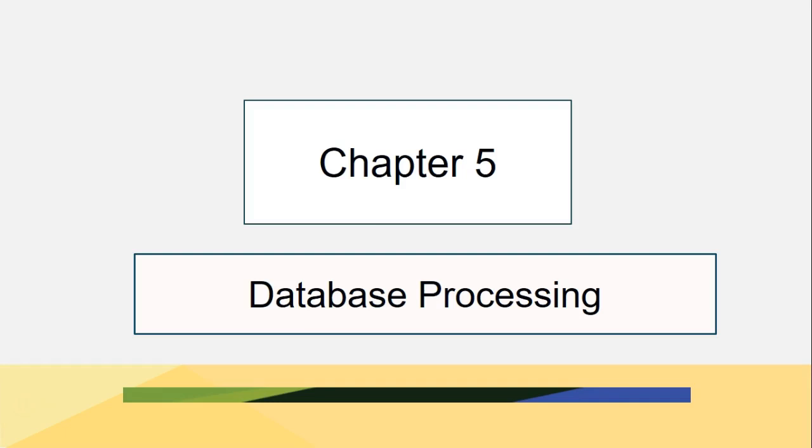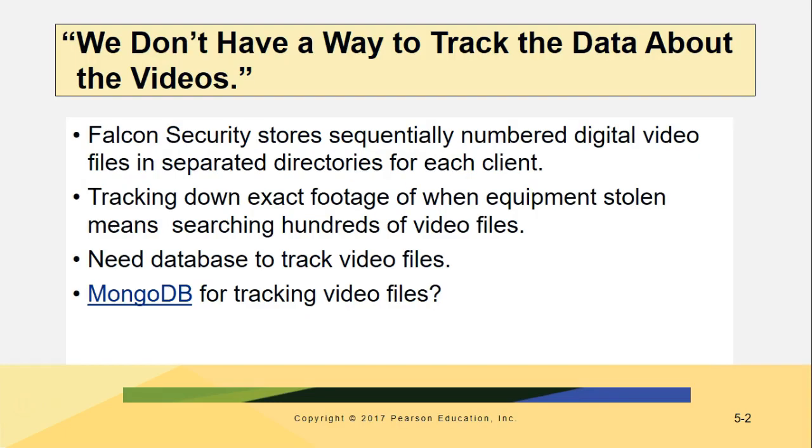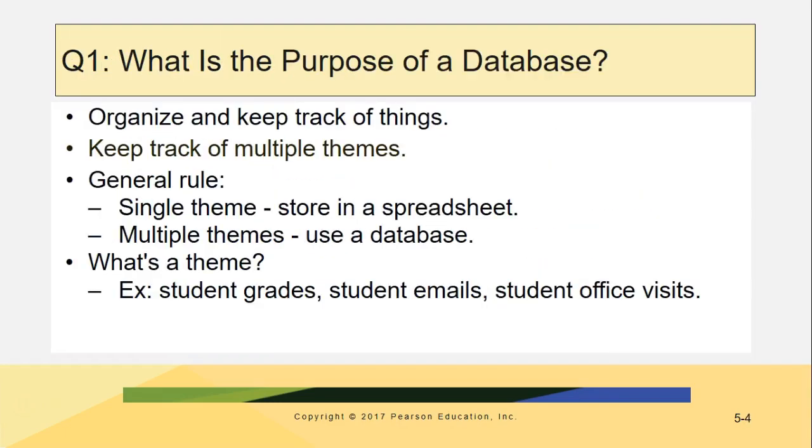And as you know, in Chapter 5, we're talking about database processing. And we did a lot of hands-on work because I think talking about databases theoretically is one thing, but actually developing a database is quite another. So some things that are important in this chapter, and this first part is going to be a little bit of a review. The first thing that's important is why do we need a database versus a list or a spreadsheet? And the key difference there is that a database is when we want to store data about multiple themes. And a spreadsheet or a list is when we have single themes.